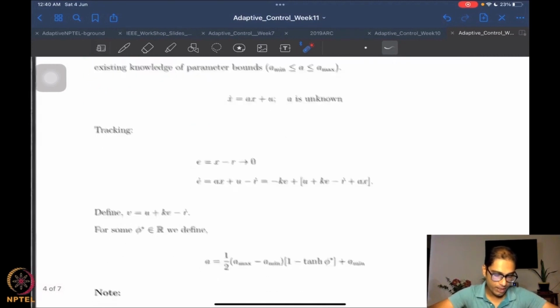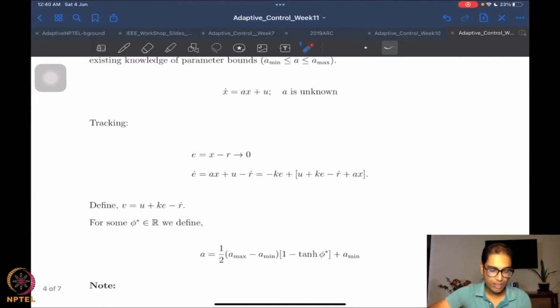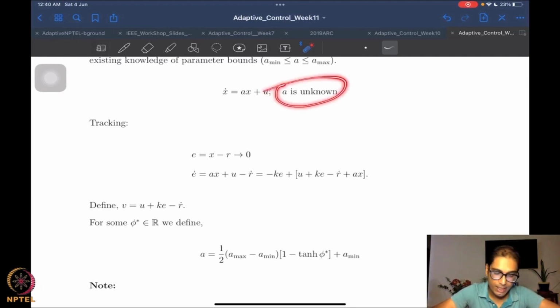So as usual, what we do is we look at this dynamical system. x dot is ax plus u, where a is unknown, and what we want to do as always is to track a reference trajectory which is nice, smooth, bounded, infinitely differentiable, and all that nice stuff.